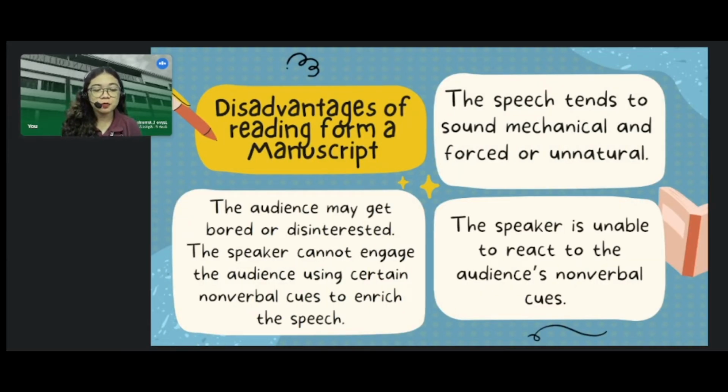First, the speech tends to sound mechanical and forced or unnatural. Okay, the reason why reading from a manuscript will sound mechanical or forced or unnatural is because you are reading your manuscript. There are some instances that because you are reading your manuscript, you will not apply your emotions or your feelings to your speech.